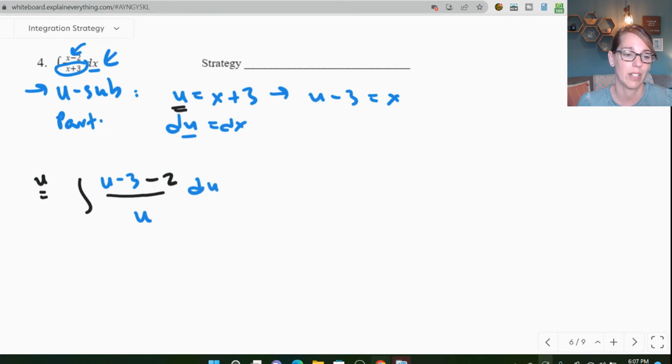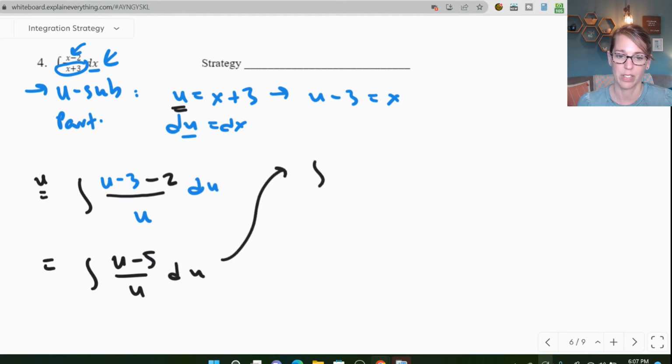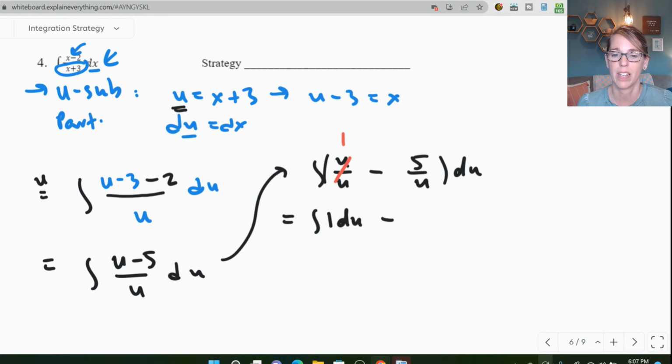Let's go ahead and simplify this a little bit. I've got u minus 3 minus 2. So that's going to be u minus 5 divided by u du. Now I'm going to split it up into two fractions. u over u minus 5 over u, all du. This first one is just a 1. So as I think these through, actually I'm going to write them as two separate integrals. This is going to be 1 du minus, I can pull the 5 out in front, integral of 1 over u du.